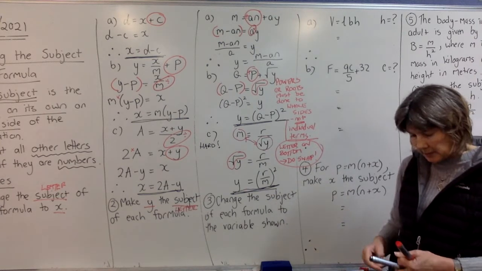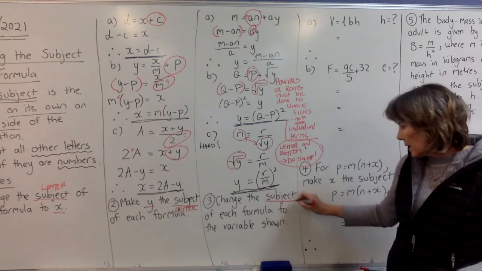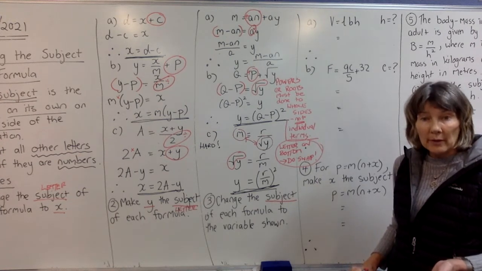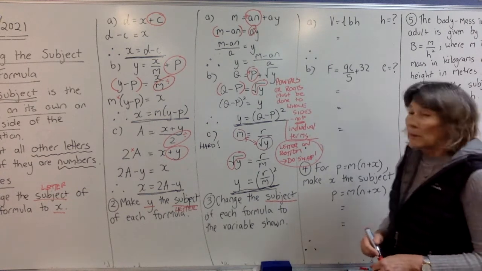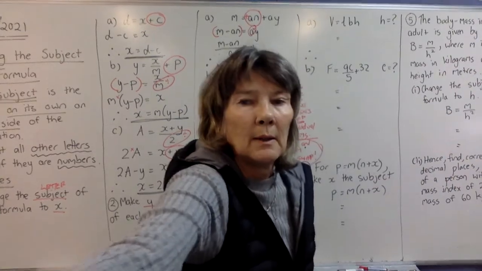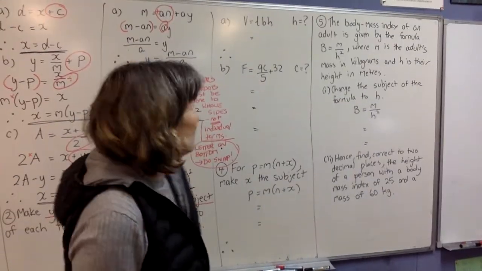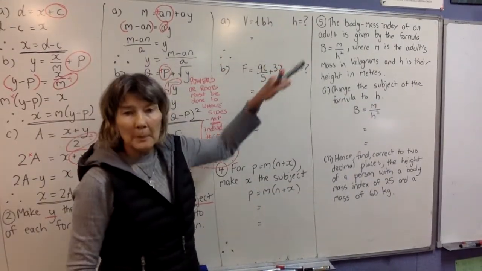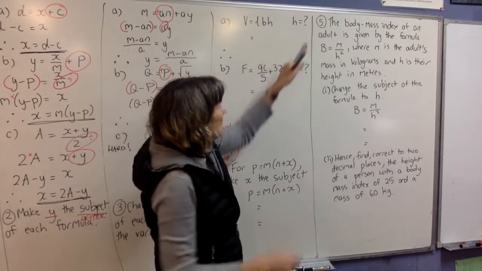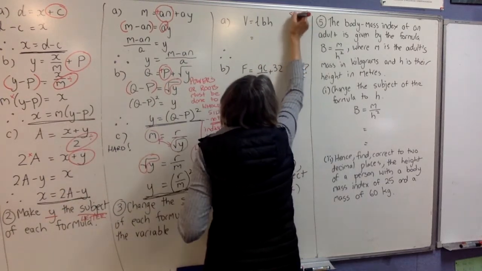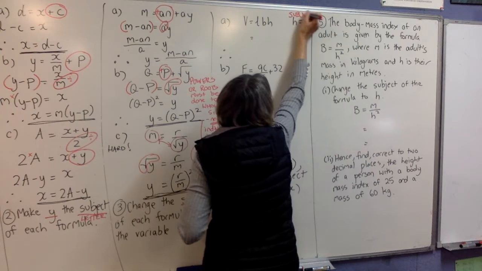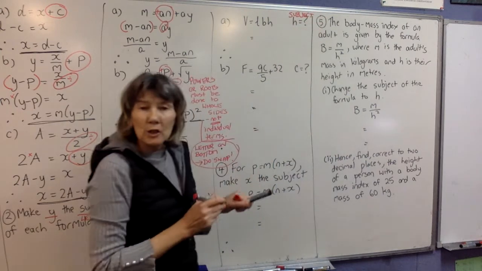Alright, let's look at the next one. This time, the subject will be whatever they've asked you to use. Alright, so we're changing it a little bit here. So let's have a look at this question. We have v equals lbh, and they want h to be the subject. That's what they're trying to tell you. So we're going to get the h by itself.